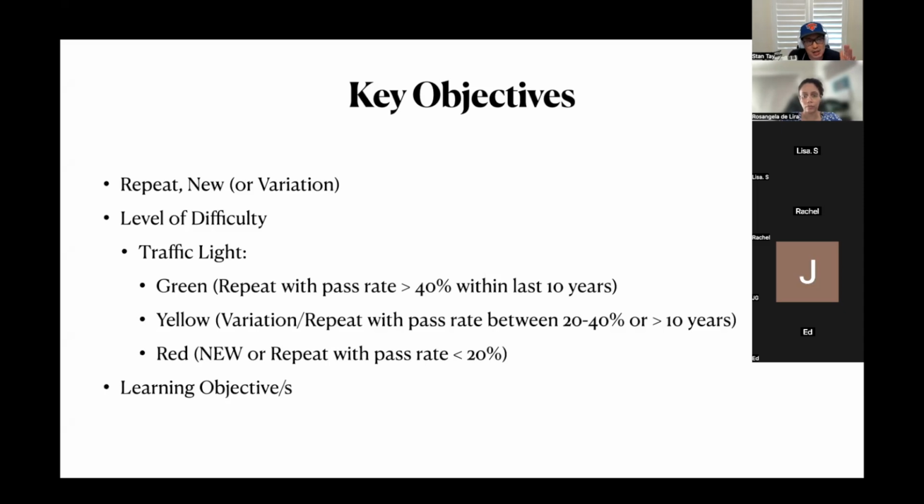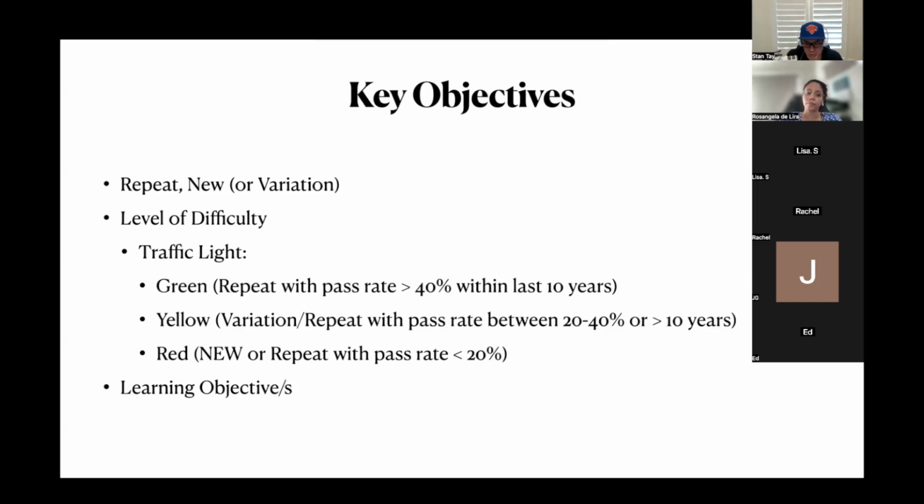And I've got a level of difficulty scale, which I call a traffic light. And what I do is I bucket them into three areas. So green, yellow, and red. Green is a repeat with a pass rate of more than 40% within the last 10 years. A yellow is a variation or repeat with a pass rate between 20 to 40% or more than 10 years ago. And then a red is a new question or repeat with a pass rate less than 20%.